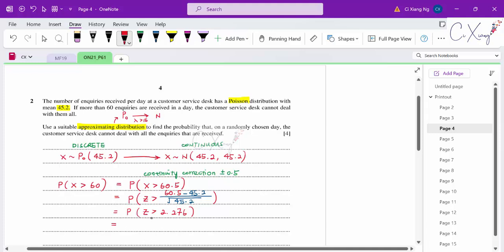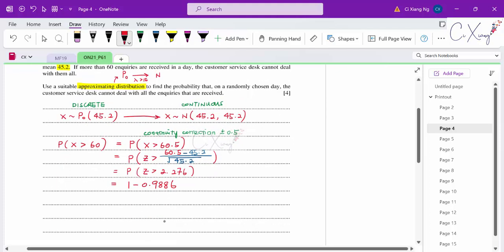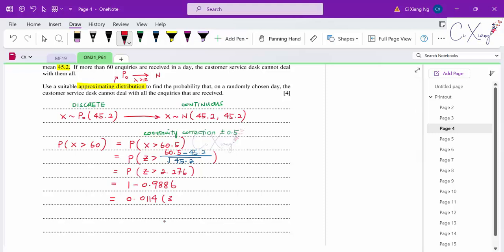So Z greater than 2.276, I have to take 1 minus 0.9886, because all the values from the table that we get are actually for Z smaller than a particular value. So Z smaller than 2.276 is 0.9886. If you want to take greater than, you have to take 1 minus, right? And from here, you should get the answer 0.0114. So this answer is already in 3 significant figures. Yeah, so this is how we solve question number 2.